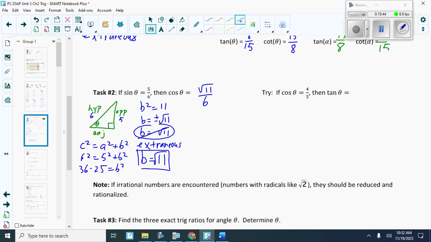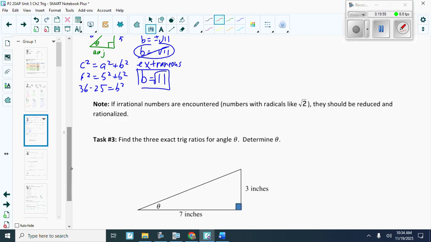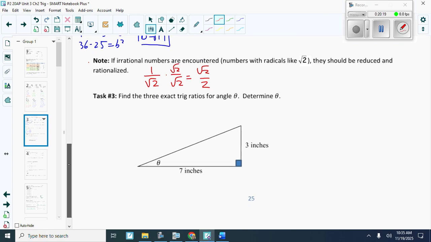Then what's tan theta going to do? So again, here's just a reminder, if an irrational number is encountered, something like this, you just have to make sure that you rationalize it. Now, find the exact trig ratios for angle theta, and then determine what the angle is.